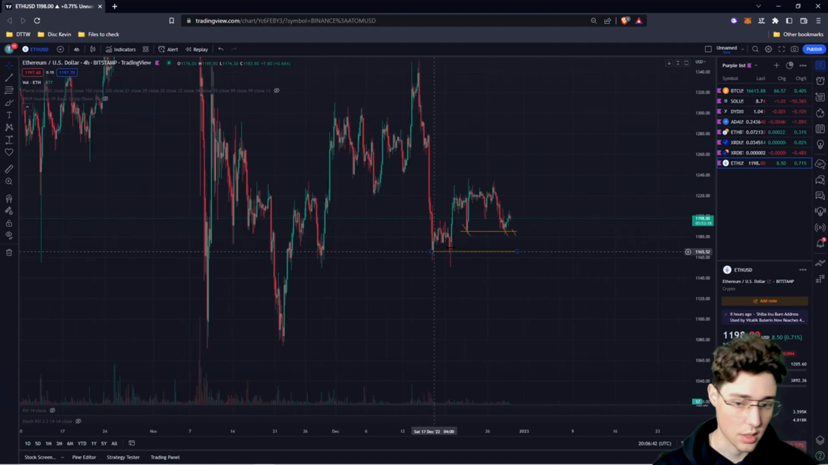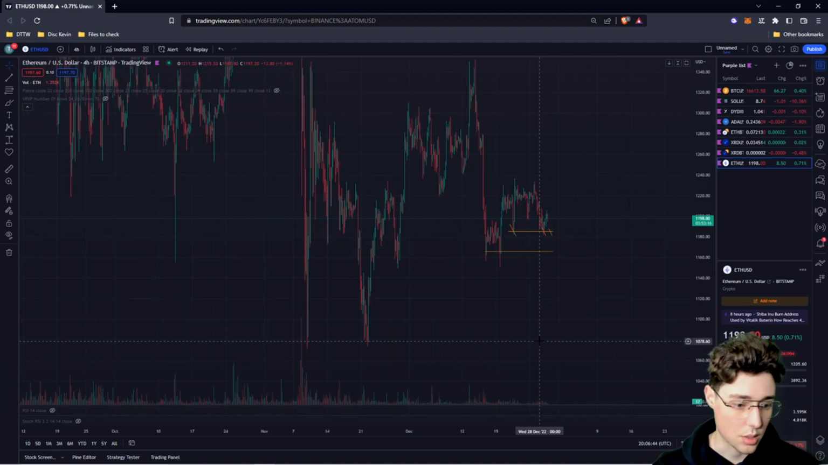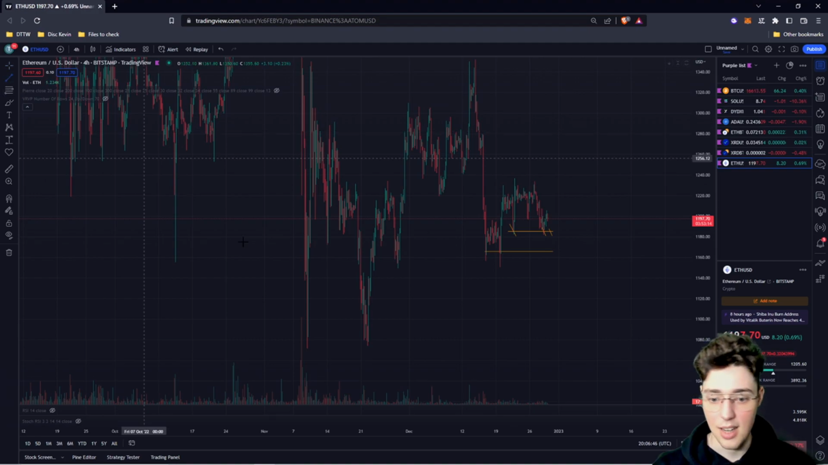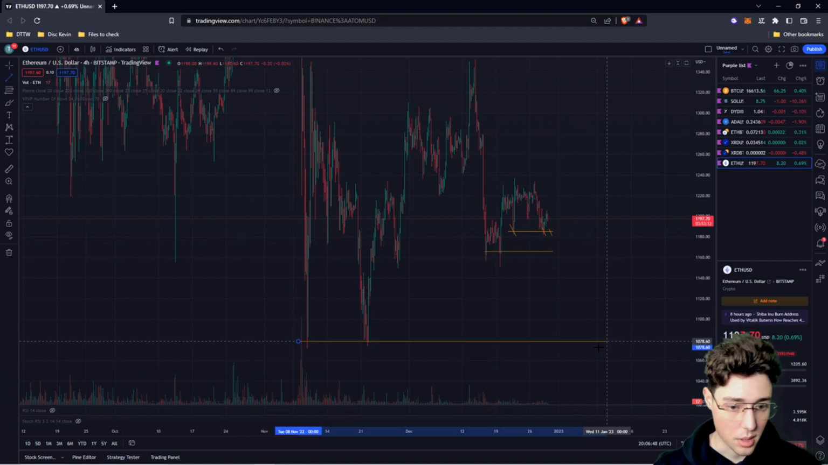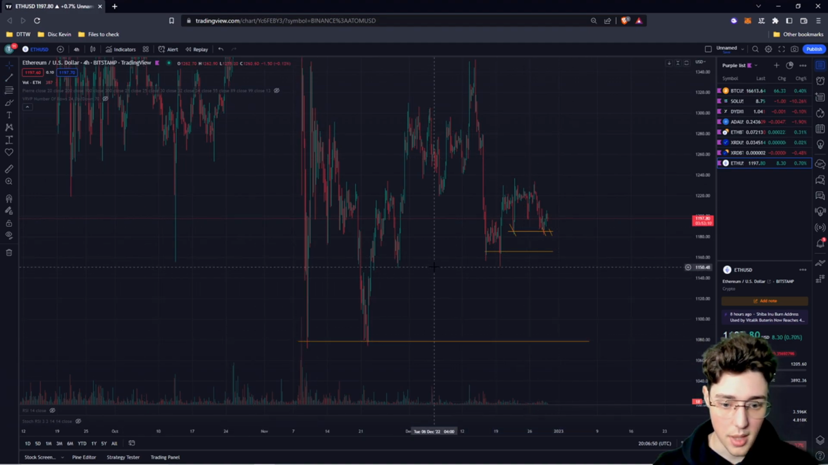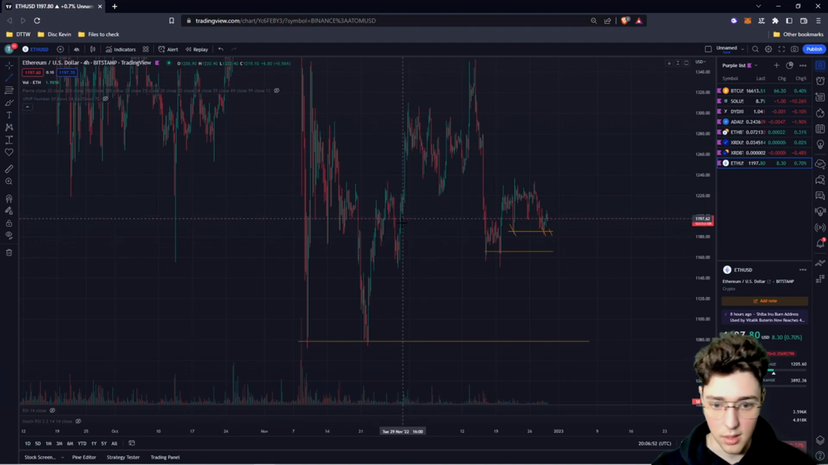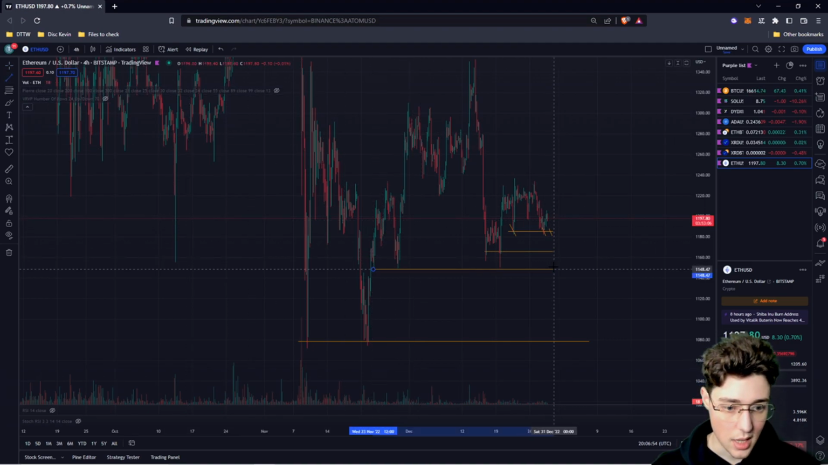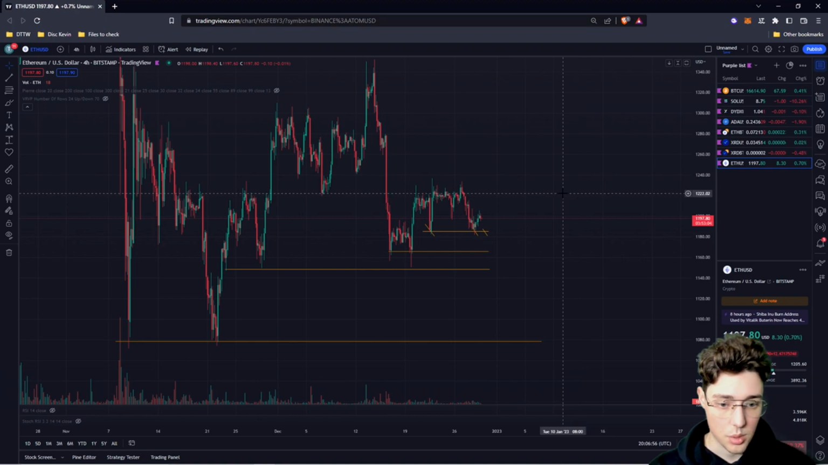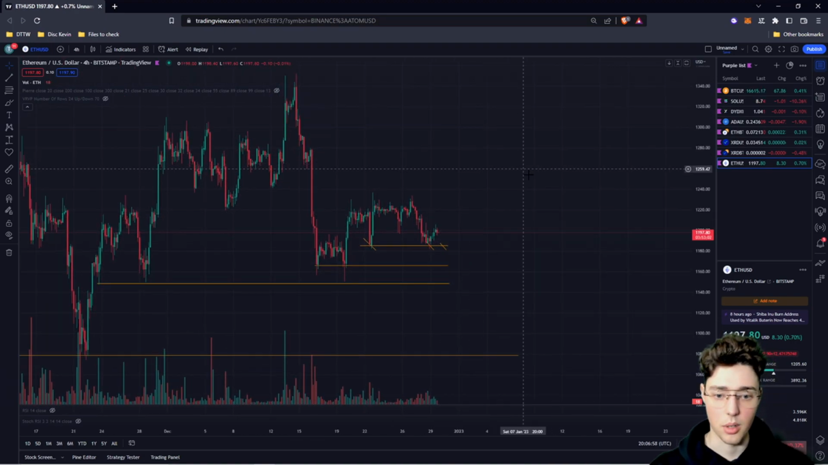and then we could see a move towards here, towards that 1170, and then back down towards 1060 to 1080 approximately, right about there. You could see a bit of support here at the 1150, right about there-ish. That is kind of what we're looking at here.